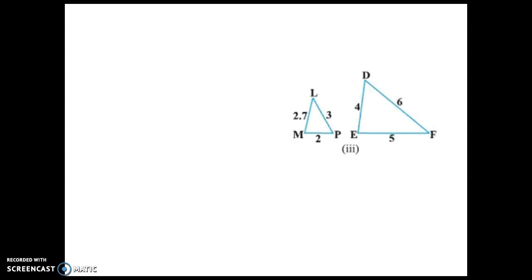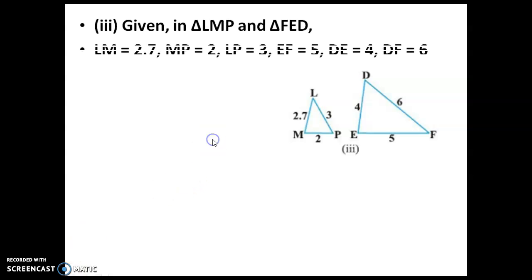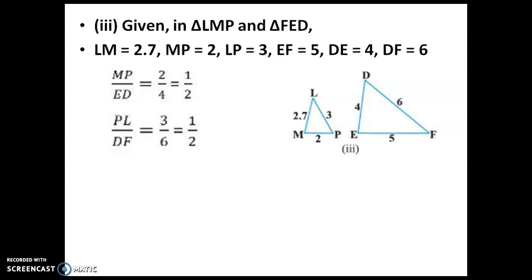Third diagram. Triangle LMP and FED. This is also very similar to the previous problem. As it is given, we should not take; we should check with the ratio. Whichever ratio we take, we should get the same proportion. So MP by ED: MP is 2, ED is 4. So 2 by 4 is 1 by 2. Then PL and DF, that is 3 by 6 equals 1 by 2.